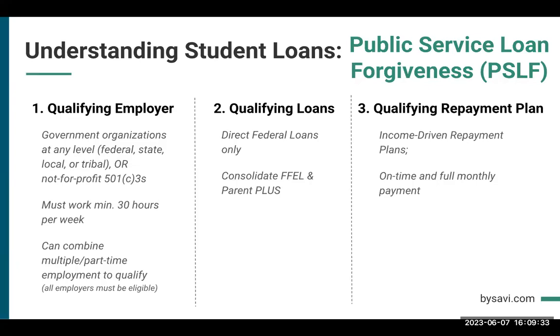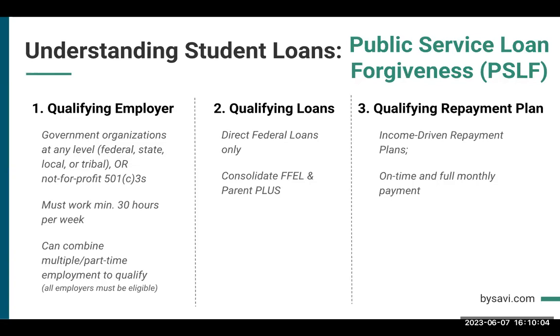You do need to work at least 30 hours per week in order to qualify. If you work under 30 hours per week and are considered part-time, you do still have options. You can combine multiple part-time employment in order to meet that 30-hour threshold. So for example, say you work 15 hours a week at a nonprofit, 15 hours a week at a local government organization. You can combine those hours to reach the 30-hour threshold so that you can qualify as well.